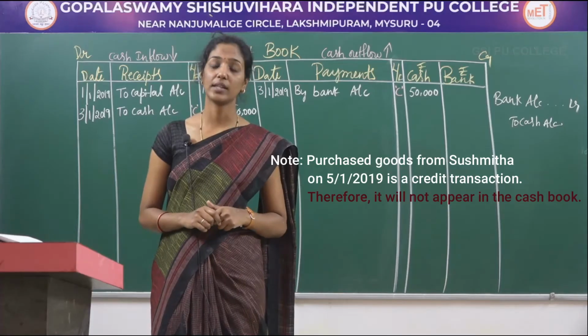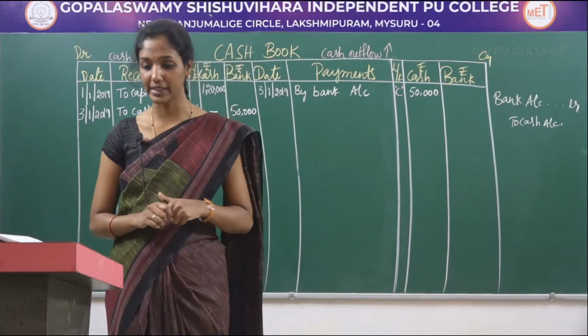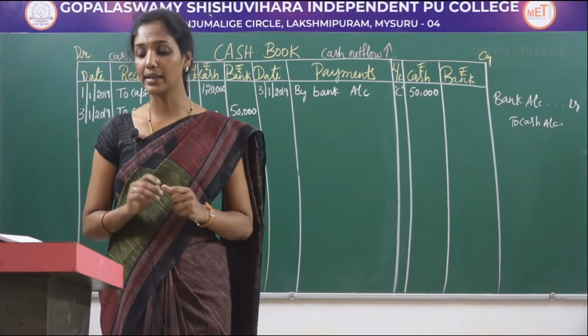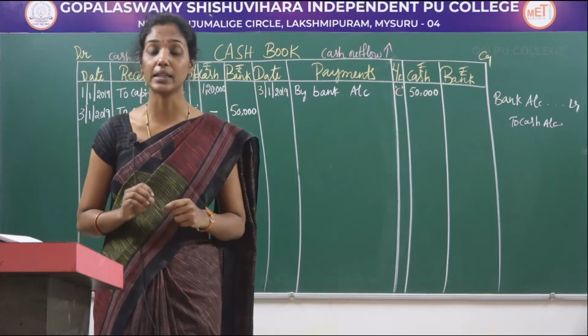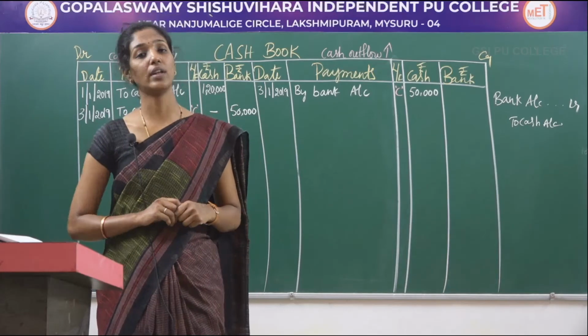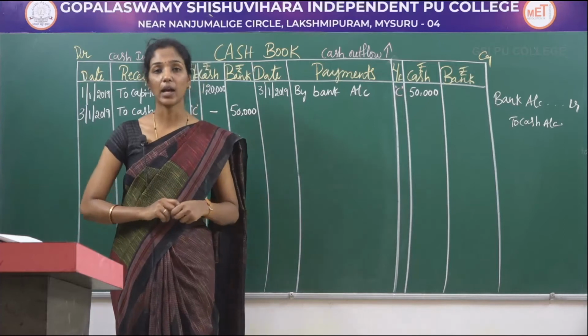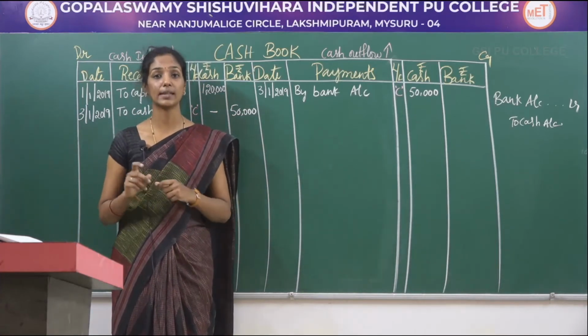And the next transaction is as on 6/1/2019 sold goods to Dinakar and received a check rupees 20,000. So what is the journal entry for that? Cash account debited to sales account.